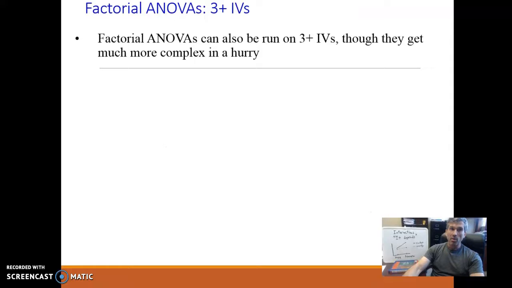So I mentioned that the book calls factorial ANOVAs two-factor ANOVAs because they only really teach it in terms of having two different factors. In the real world, sometimes we run research that has three or more factors or independent variables. Parsimony is very, very important. We keep it as simple as possible, but sometimes we have legitimate reasons for looking at three or more factors, IVs or quasi-IVs at once. So here are some things that change.